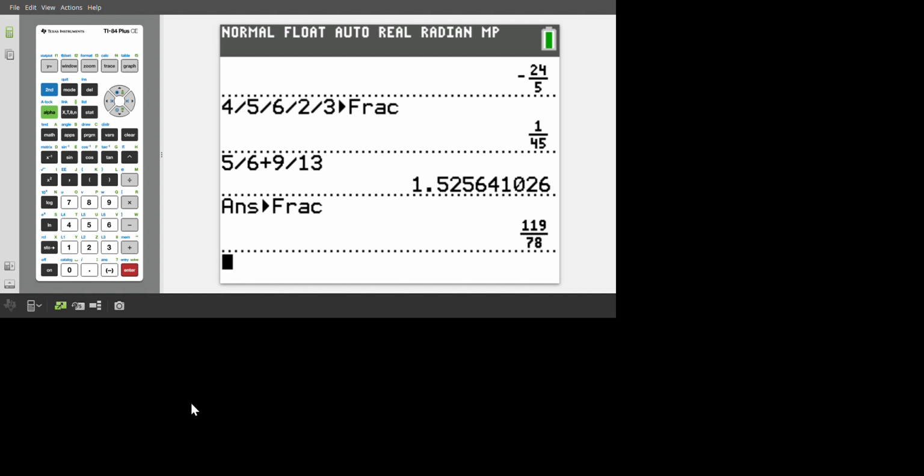Use your calculator as best you can when allowed to. Take advantage of what you got. You paid all that money for it. Might as well use it, right?